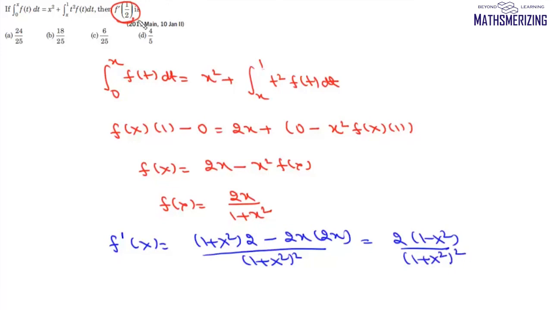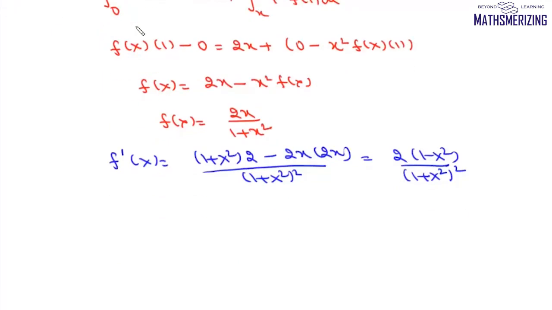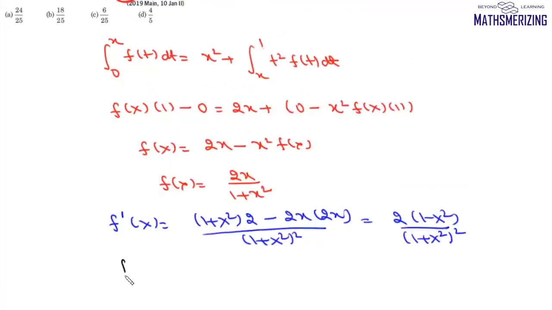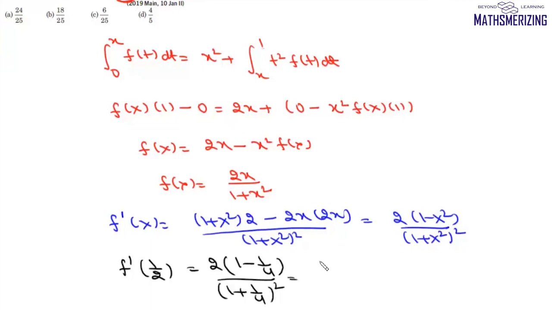Now we need to find the value of f dash 1 by 2. So we'll put x as 1 by 2. So if we put x as 1 by 2, we'll get f dash 1 by 2 as 2 into (1 minus 1 by 4) upon (1 plus 1 by 4) whole square. So it will be 2 into 3 by 4, upon 25 by 16. So it will be 24 upon 25, and that's your option A.